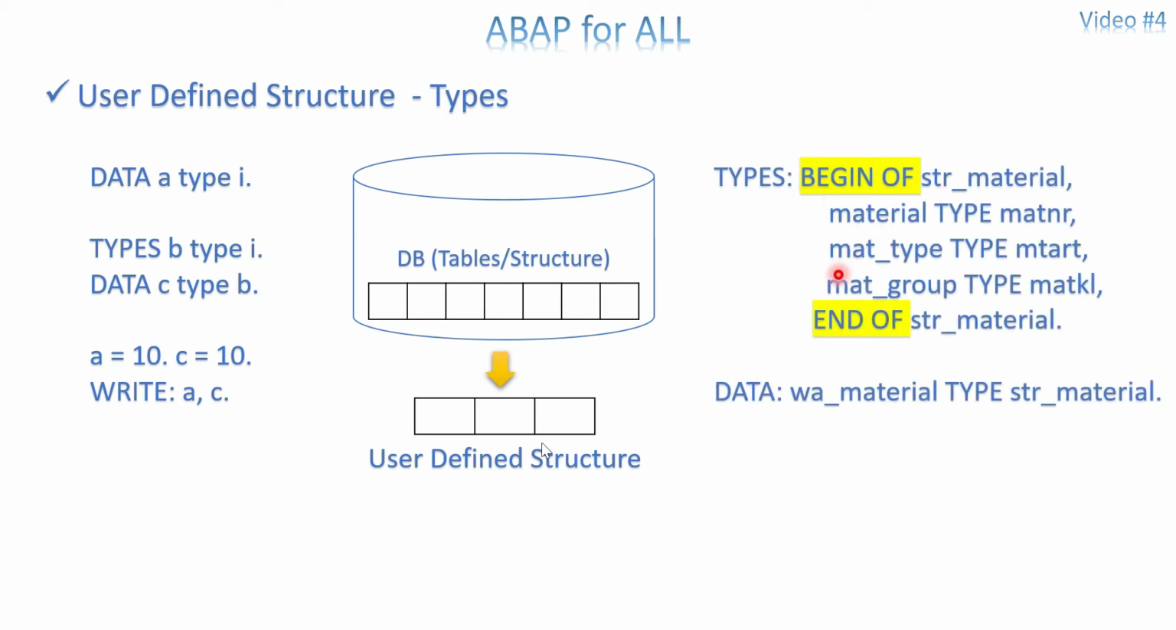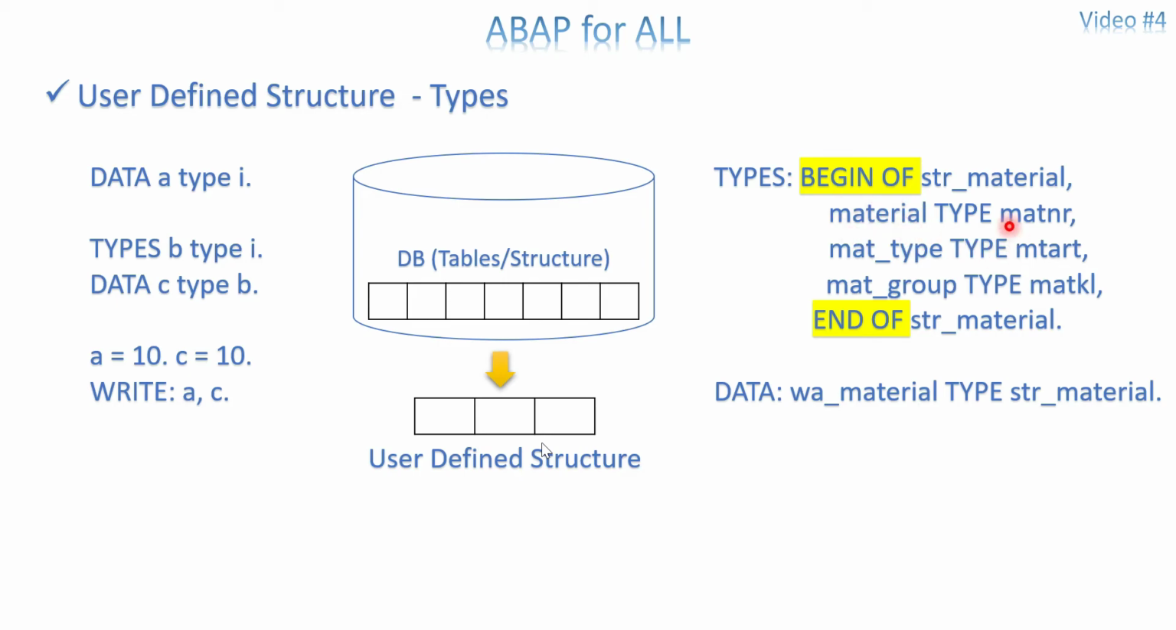Syntax: begin of, end of. Again, it's a block. The structure is nothing but a collection of more than one field. Begin of is a keyword, and any user defined name, whatever you want, you can give. And end of, the same name you have to give, kind of a block. And these are user defined names: your structure name, material, material type, material group. So what are the names available in MARA? MATNR, MTART, MATKL, like that. But here this is user defined, you can give whatever name you want.